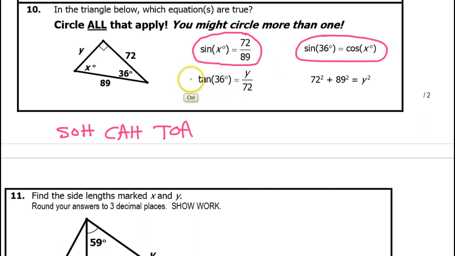Alright, tangent of 36. So here's the 36. This is still the hypotenuse. If I draw my arrow, that makes this opposite, and the 72 is adjacent. So the tangent is opposite over adjacent. So that would be y over 72. And that's what we have. So that means this is also true.